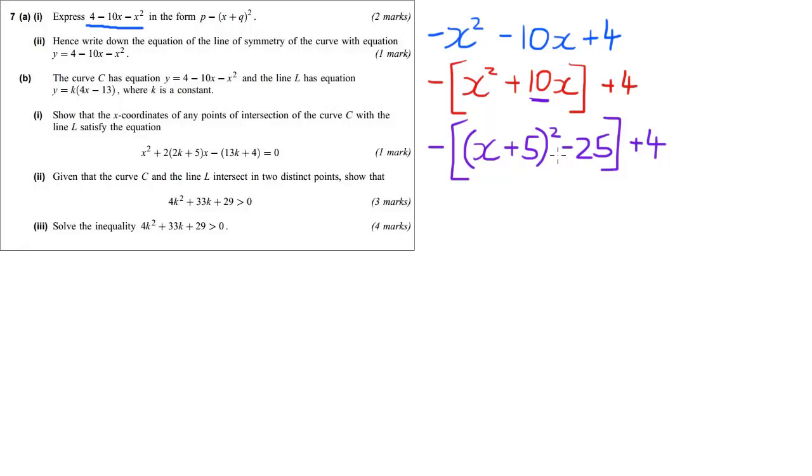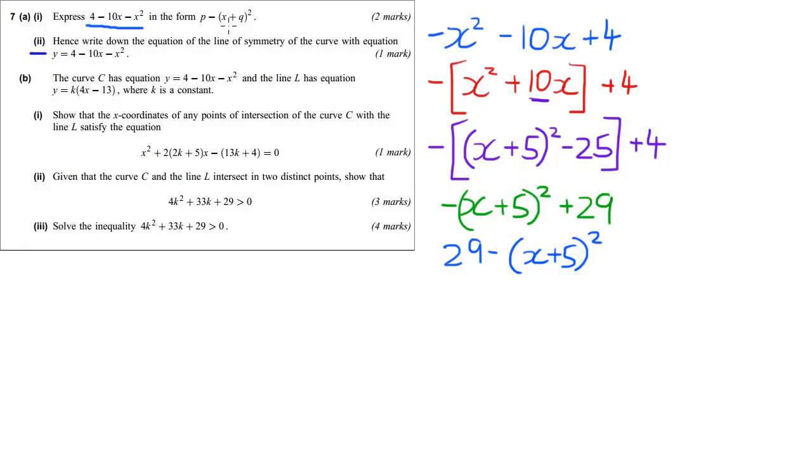And the next step is to tidy it all up, or consolidate the terms, if you like that terminology. So minus x plus 5 all squared plus 25 plus 4, so plus 29, and the last step is just to put it into this order. So we're going to have 29 minus x plus 5 all squared. So p is 29 and q is plus 5. So that's that question dealt with reasonably swiftly.